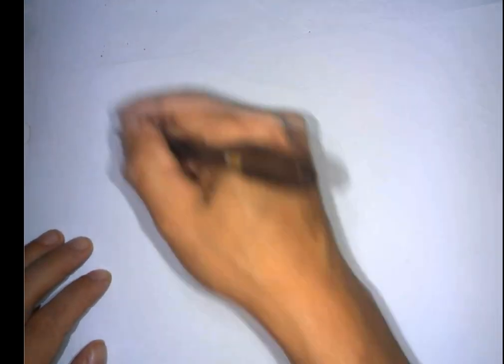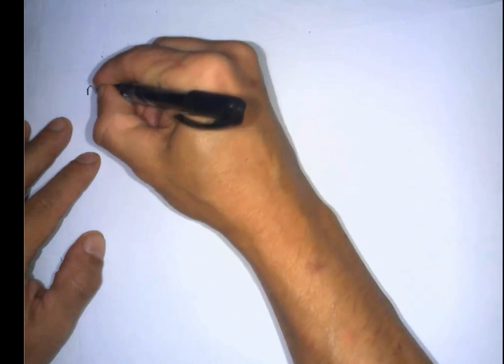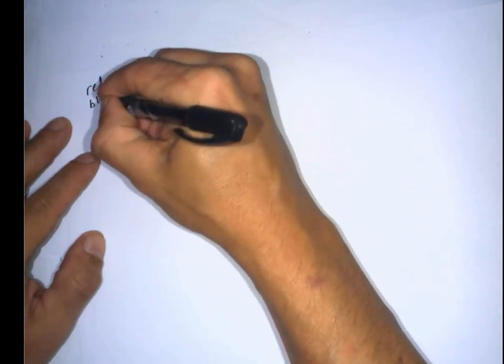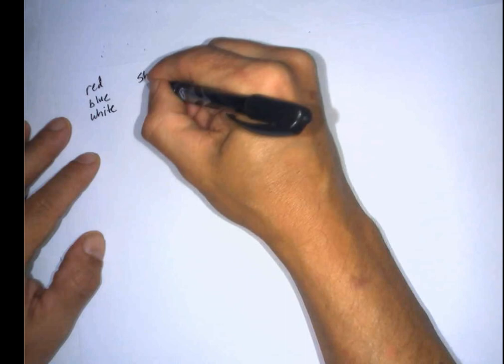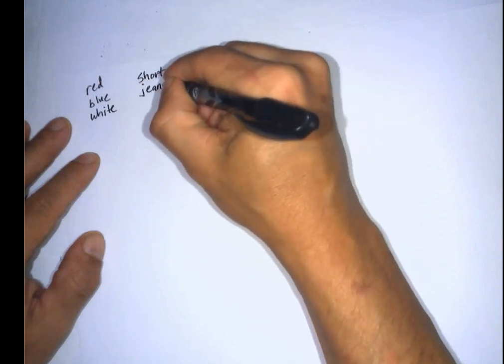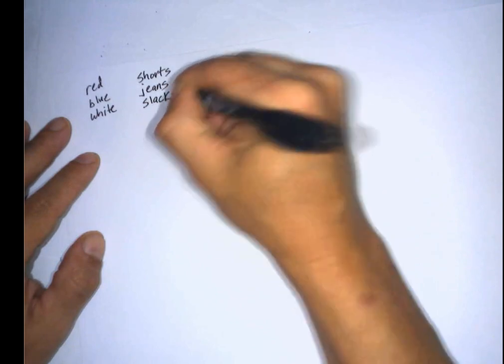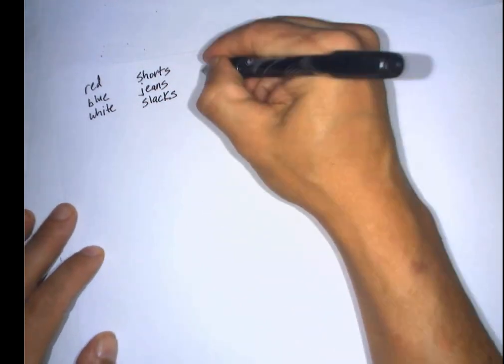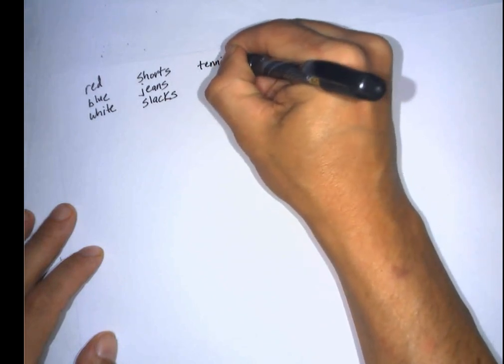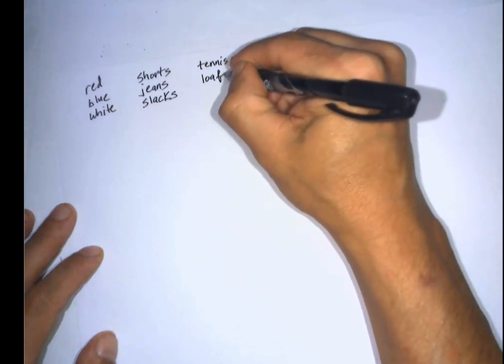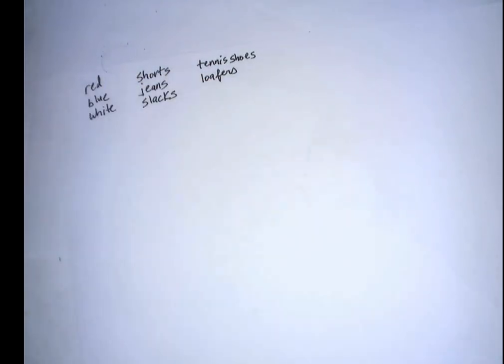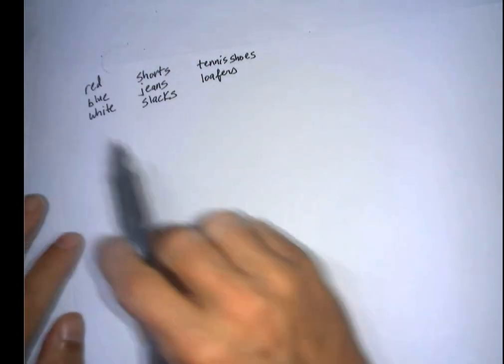On the tree diagram, say you're looking to buy an outfit, and you can wear a red shirt, a blue shirt, or a white shirt. You can wear shorts, jeans, or slacks. And you can wear tennis shoes or loafers. Okay, so how many different combinations of outfits will we have from these three choices?